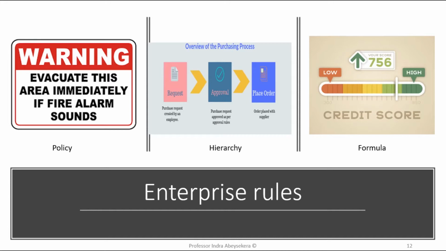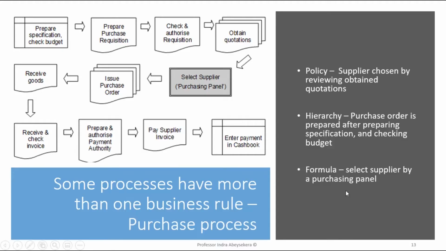A formula rule is about which customers are given credit. There is a formula that is applied, and based on the credit score, it is decided whether a customer is given credit or otherwise. These rules, enterprise rules, can be applied to various processes.